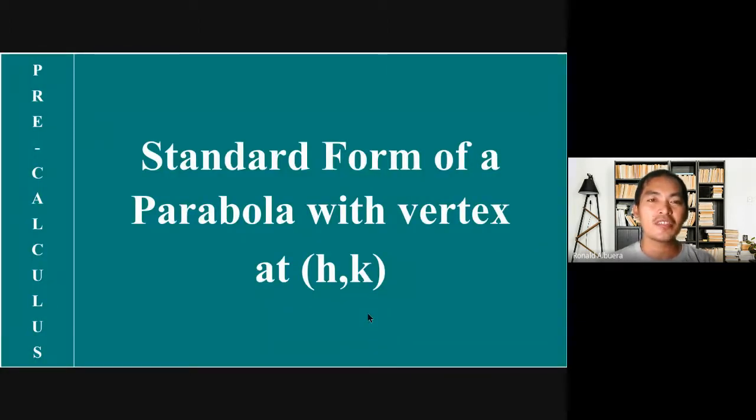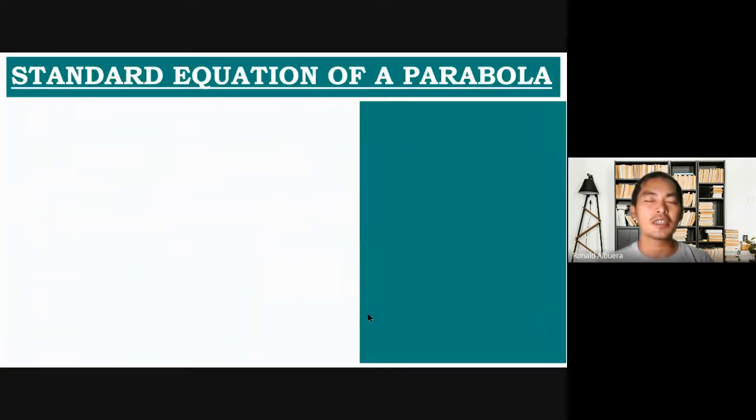Ngayon po, ang ating pag-aaralan ay tungkol sa parabola with vertex at (h, k). Ito ay nasa subject na pre-calculus at ang parabola ay isa sa conic section. Okay, so ano yung standard equation of a parabola wherein the vertex is not at the origin? Meaning vertex is at (h, k).